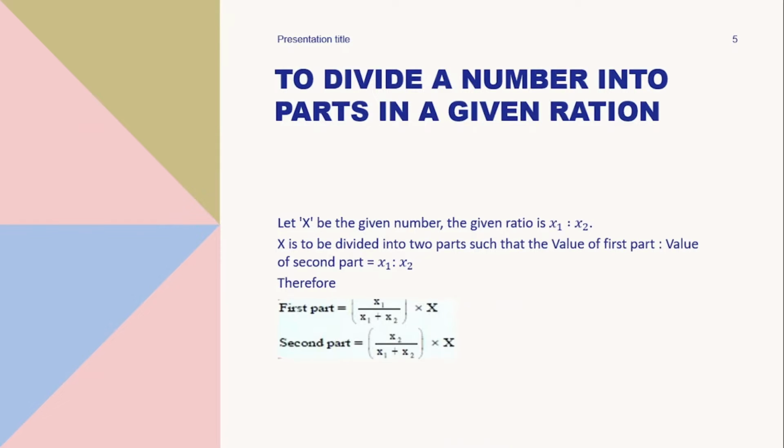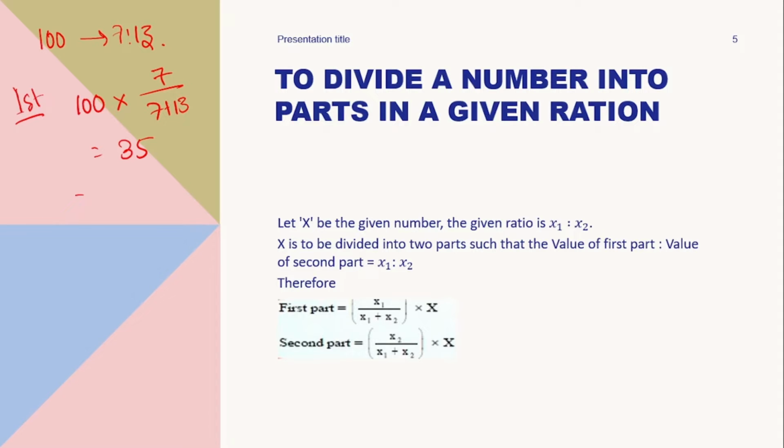Okay, to divide a number into parts in a given ratio. In the first slide you could remember that I divided 100 into two parts in the ratio 7 is to 13. So the first part I got is 100 into 7 by 7 plus 13, which equals 35.